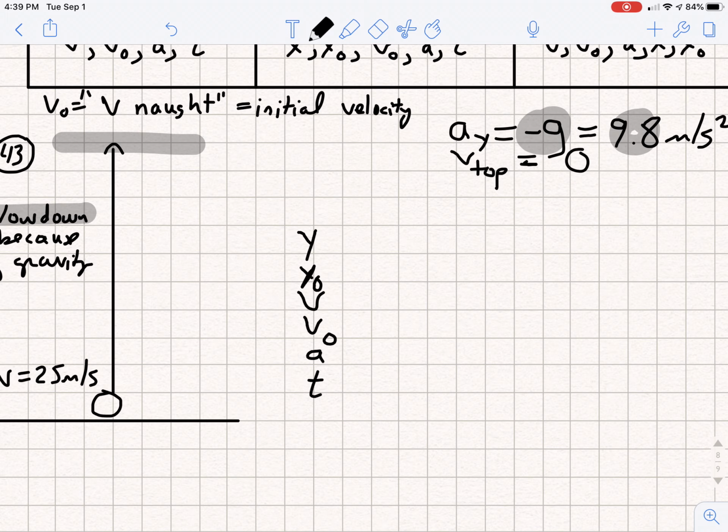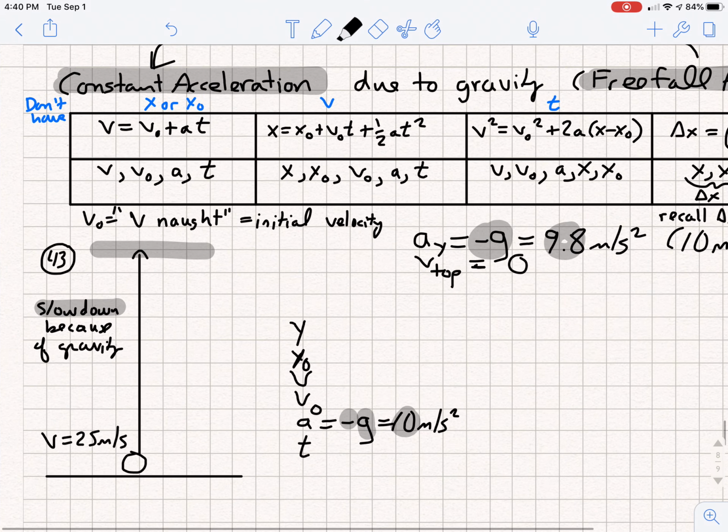V is the velocity at the end of the vertical movement. V naught is still V naught, initial velocity. A becomes a negative g, in which place I'm going to substitute the number 10. So for g, I substitute 10. And the negative I substitute in the equations right here, here, and here. We'll get more into that in a second. And then t is still t. Time doesn't have a direction.